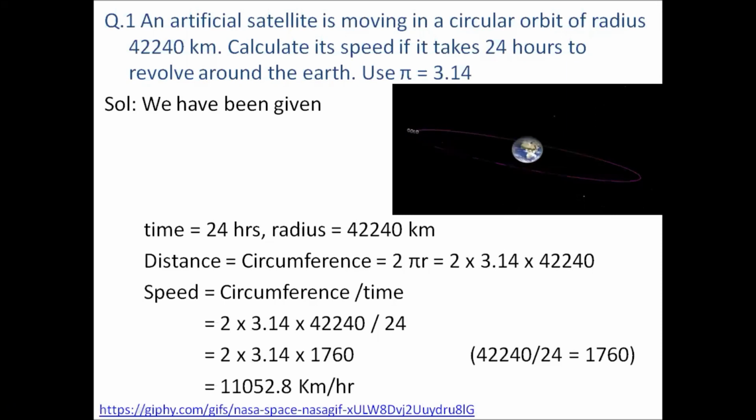Let's try one numerical based on uniform circular motion. An artificial satellite is moving in a circular orbit of radius 42,240 km. Calculate its speed if it takes 24 hours to revolve around the Earth. Use pi equals 3.14. We have been given time and radius. On applying the formula of speed, that is distance per unit time, we can calculate the speed of the artificial satellite as shown.